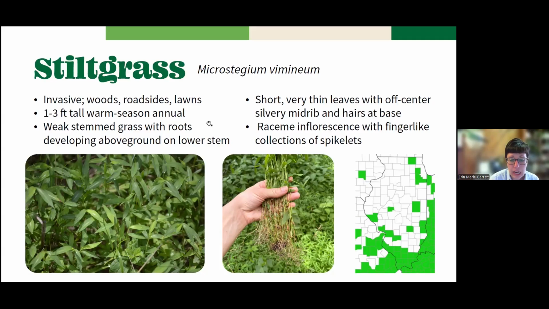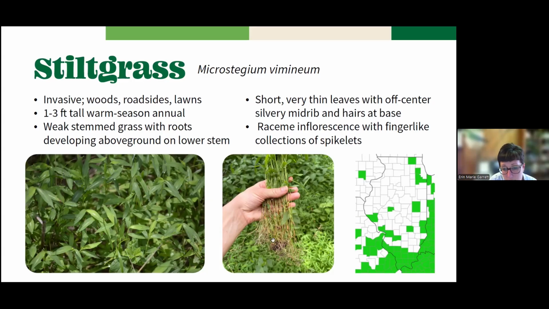But it is another annual grass, but unlike a lot of the ones we've talked about, it's a warm season annual, and it has a really long growth window. So it'll start growing in the spring, but it won't flower until late summer into the fall. It can vary in its height, 1 to 3 feet tall, and it is a really weak-stemmed grass that has roots that do develop kind of above the ground on the lower stems. So kind of where we get that name Stiltgrass.